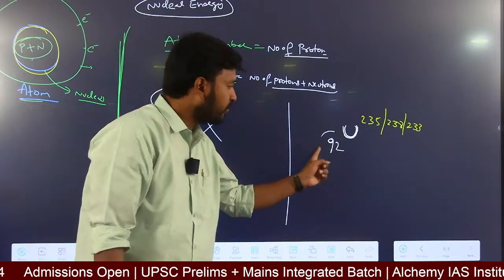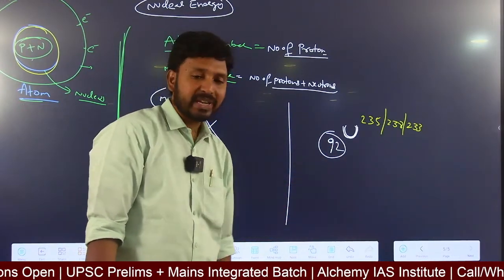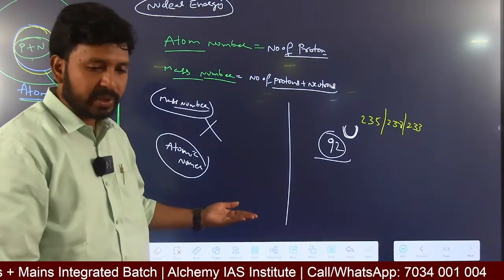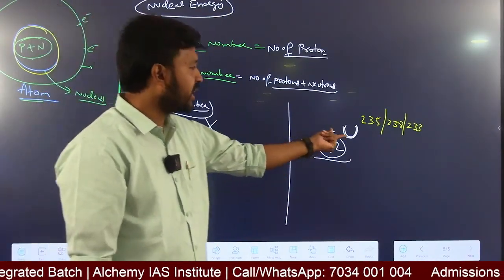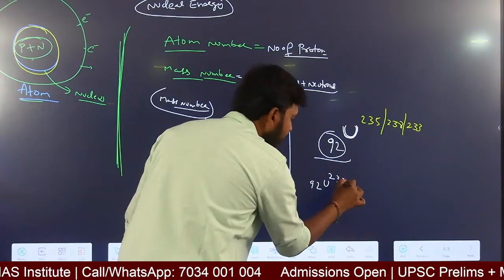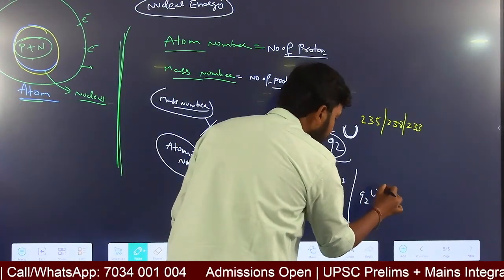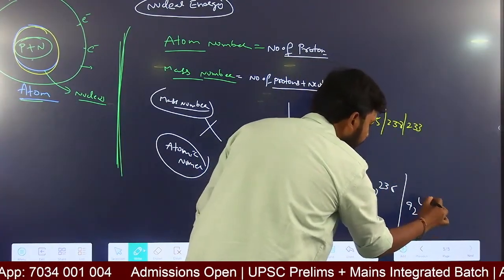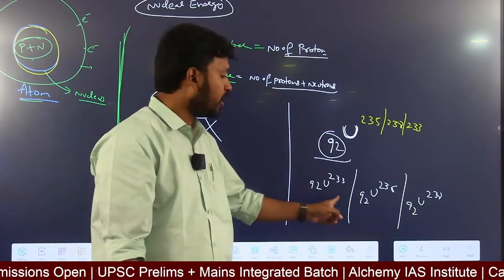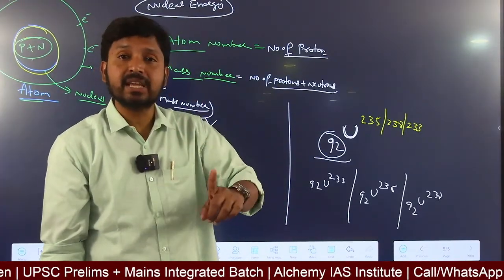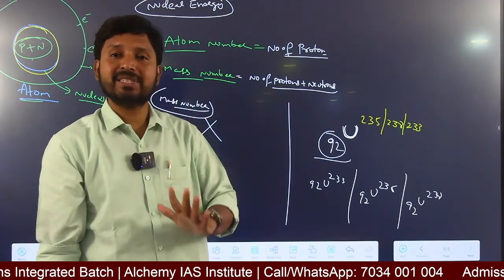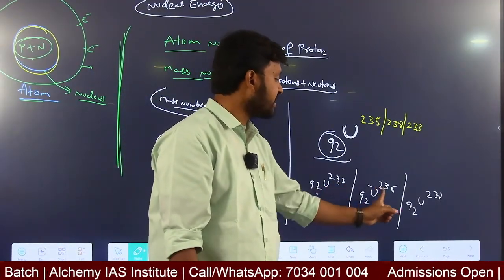If the atomic number is same but the mass numbers are varying, then the element is same. The element, uranium, is common. If I write 92 uranium 233, this is one element. 92 uranium 235, this is one more. 92 uranium 238, this is one more. In all these cases the element is same, because the atomic number is same. Always remember, if the atomic number changes, then the element itself will change. If the element is same, the atomic number will be same. The atomic number is 92 in this case, but the mass number is changing.